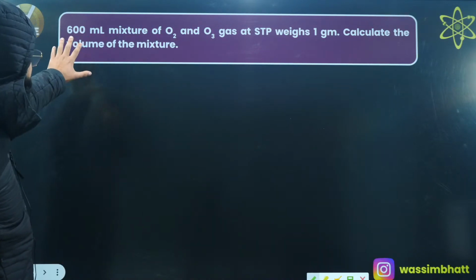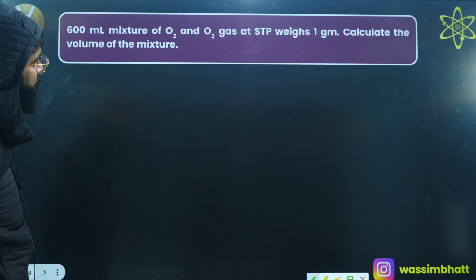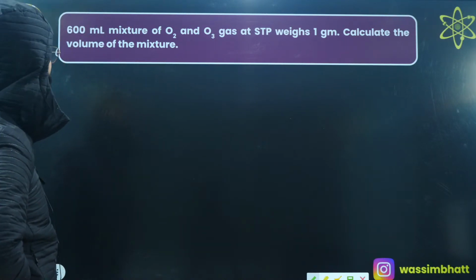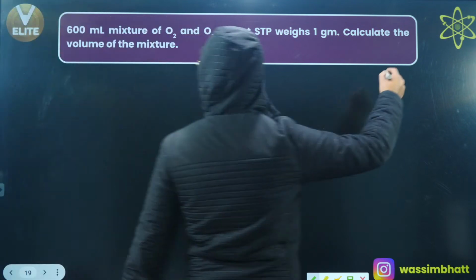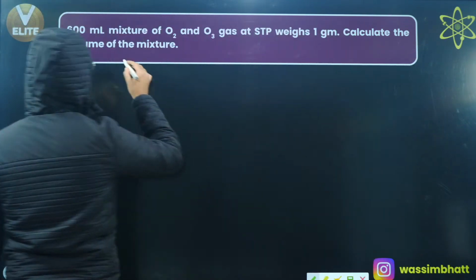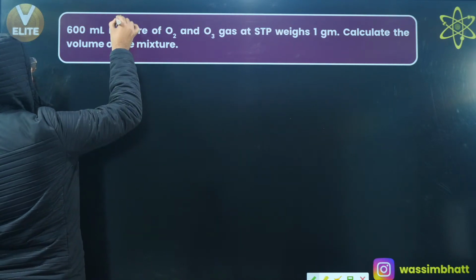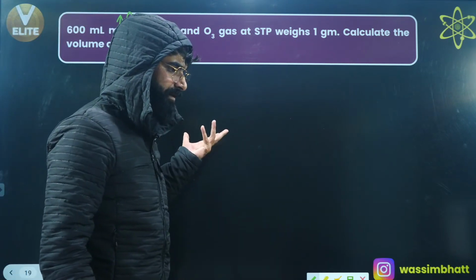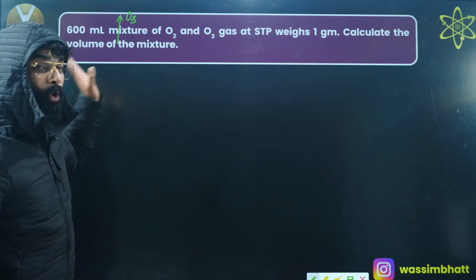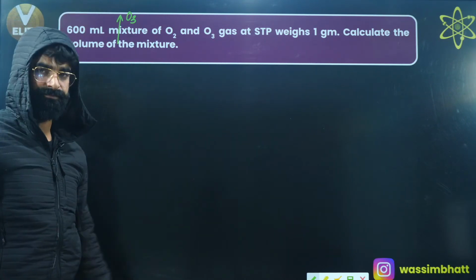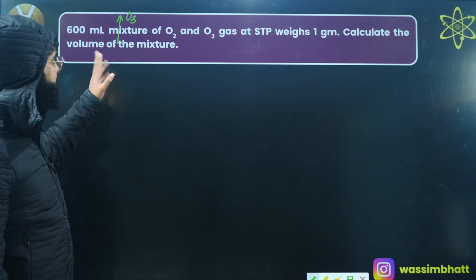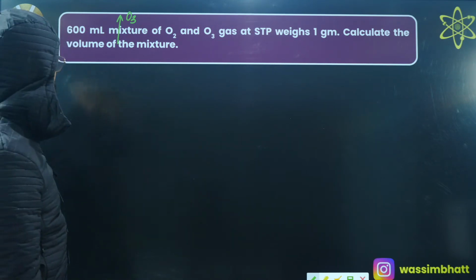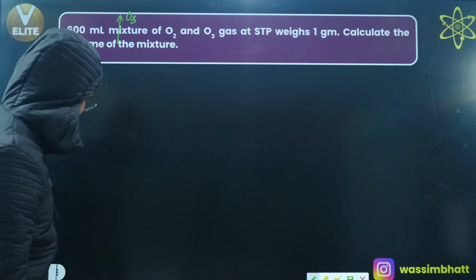The question says 600 ml mixture of O2 and O3 gas at STP weighs 1 gram. Calculate the volume of the mixture. What? The question should be: calculate the volume of O3 or O2 in the mixture. That should be the question. Perfect. 600 ml mixture of O2 and O3 gas at STP weighs 1 gram. Calculate the volume of O3 in the mixture. That is the question.